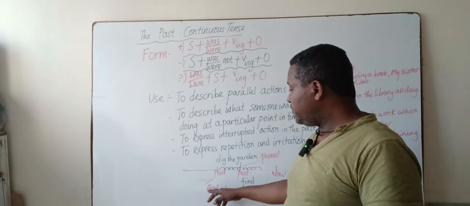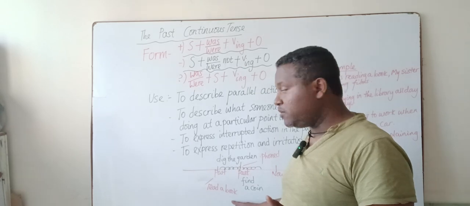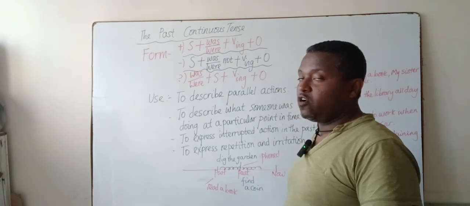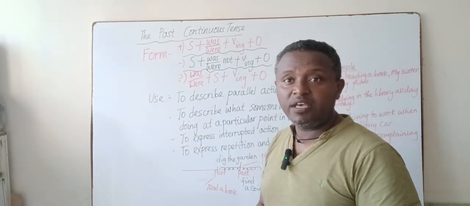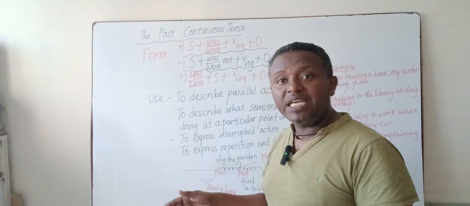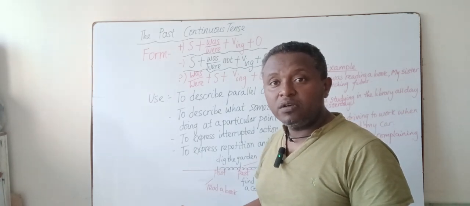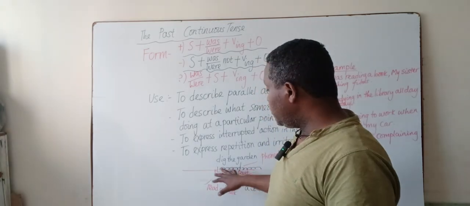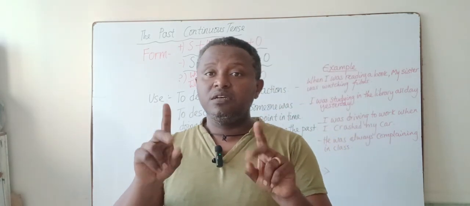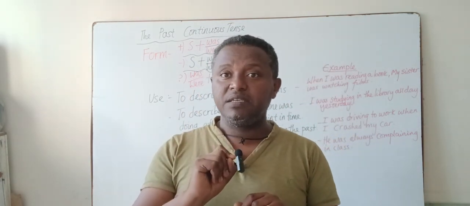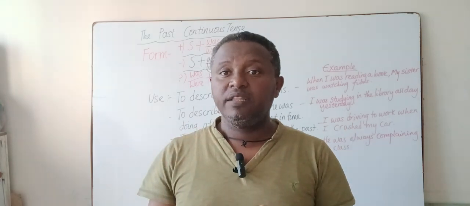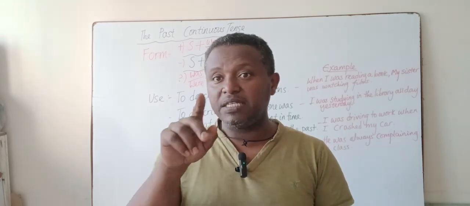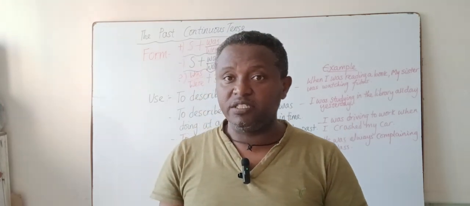Another example, read a book and phone rang. When I was reading a book, my phone rang. So when you have two verbs, the shorter one takes the past simple, the longer one takes the continuous or past continuous structure, or the ing structure.